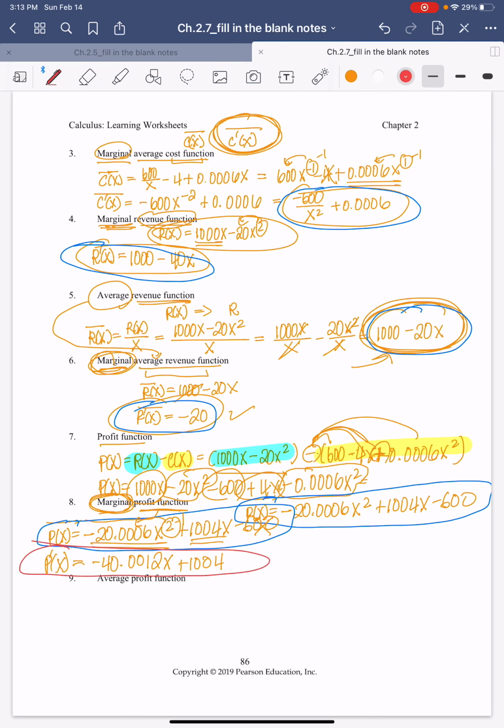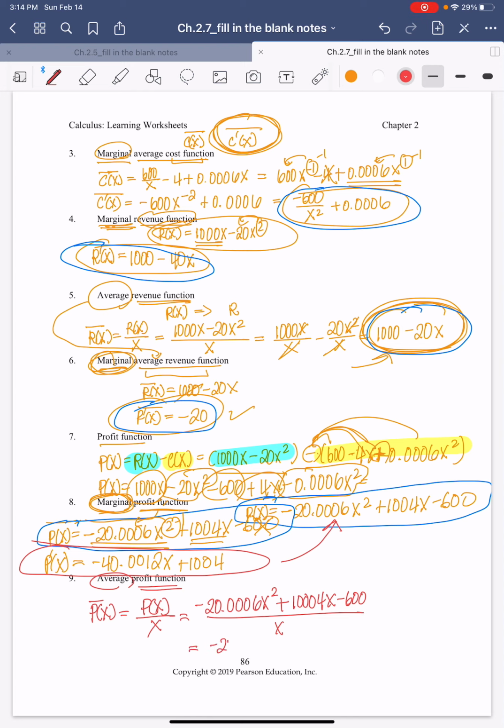Number 9, what are we going to do? We have the profit, but take the average. So that is P bar of x, which is the total profit divided by the number of units. So the profit function right there, negative 20.0006x squared plus 1004x minus 600, divided by x. Let's do some algebra, separate the fraction and simplify.